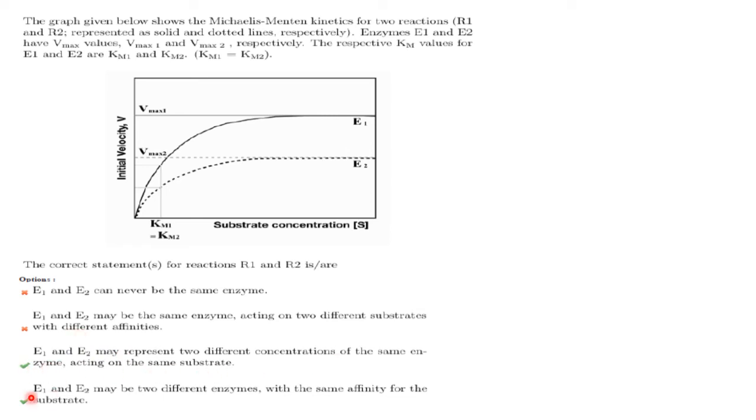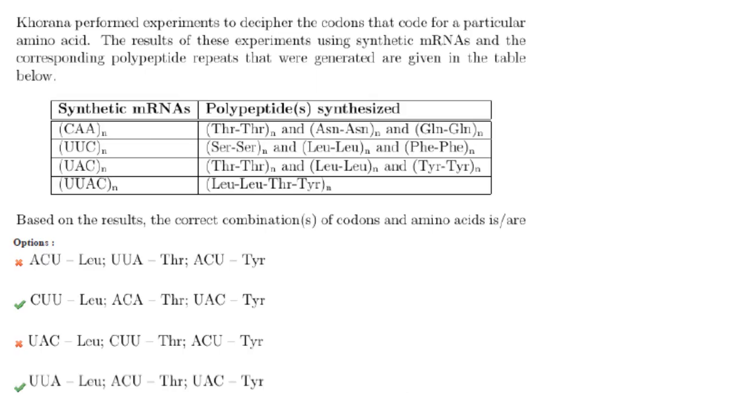So that is correct. E1 and E2 may be two different enzymes with the same affinity for the substrate. Yes, because the Km can vary from one enzyme to another. But they have given that Km1 is equal to Km2, which also means the same affinity for the substrate even though the enzymes are different. So Km1 value will be equal to Km2. So option D is also correct.